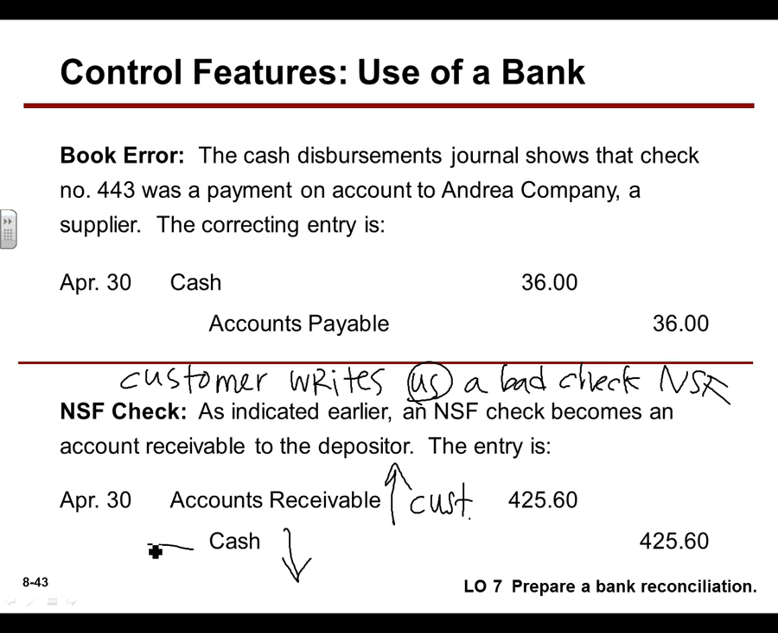So that's why businesses charge money. If you write us a bad check, we're going to charge you because now we take the hit in cash and you become an AR. In addition, we're going to slap a fee on you and your bank is going to slap a fee on you. So this isn't us writing a bad check. This is a customer writing us a bad check. We take a cash hit and they become an AR that owes us. And that's where the banks work really hard to get that money recovered so we don't have that $425.60 hit.